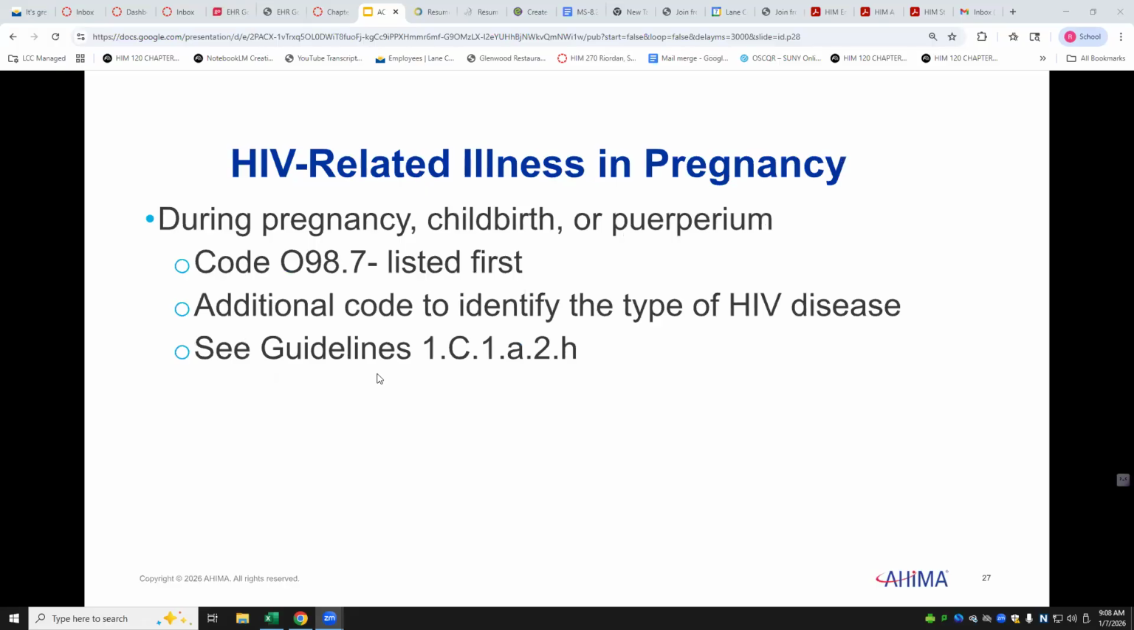HIV-related illness in pregnancy is the outlier. This is the one time where we code this differently per coding guideline 1.C.1.a.2.h. So in other words, the main term would be pregnancy complicated, and then it would be O98.7. That would be coded first.